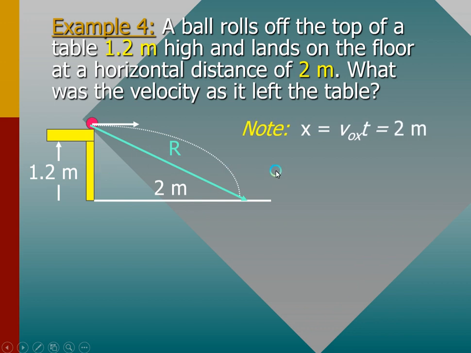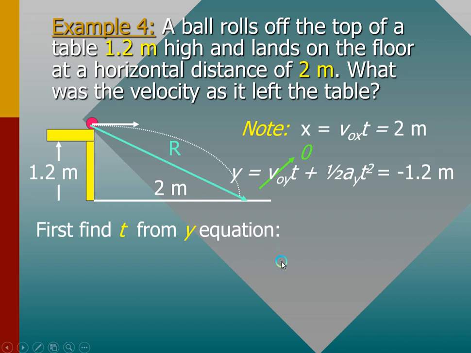okay, take note, X is equal to VOX times T, which is equal to 2 meters. Now VOY, the initial velocity in y, is 0 since it starts off moving horizontally only. So y is equal to 1/2 a y t squared, where the displacement is 1.2 meters. This is for the horizontal and vertical range. Since there is no VOY, it is 0, so just 1/2 g t squared.